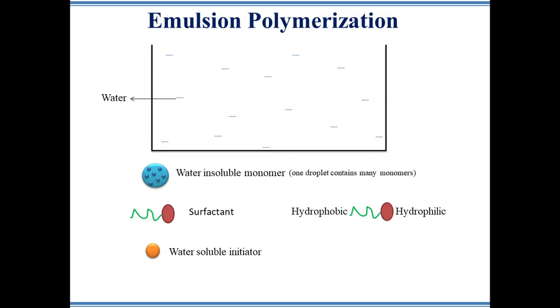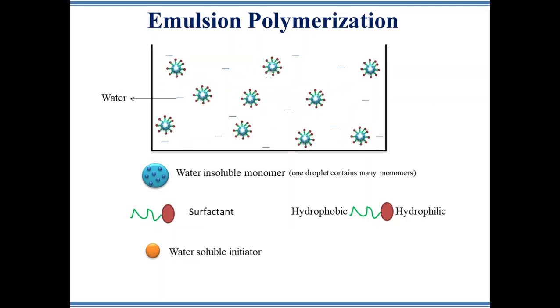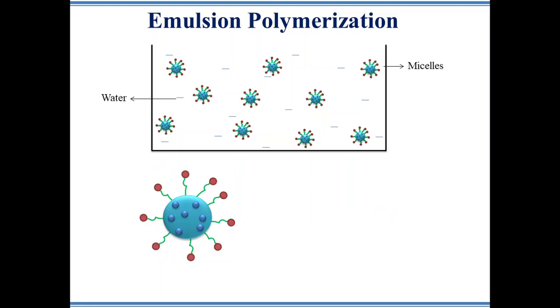If we look in the emulsion, we can see that surfactant surrounds the monomer droplets and forms a micelle structure. This is a schematic of a micelle where the monomer droplet is surrounded by surfactants. Surfactants have a hydrophilic head and hydrophobic tail part. Their hydrophobic tail is facing monomer and hydrophilic head is in water. Each monomer droplet contains many monomer molecules.